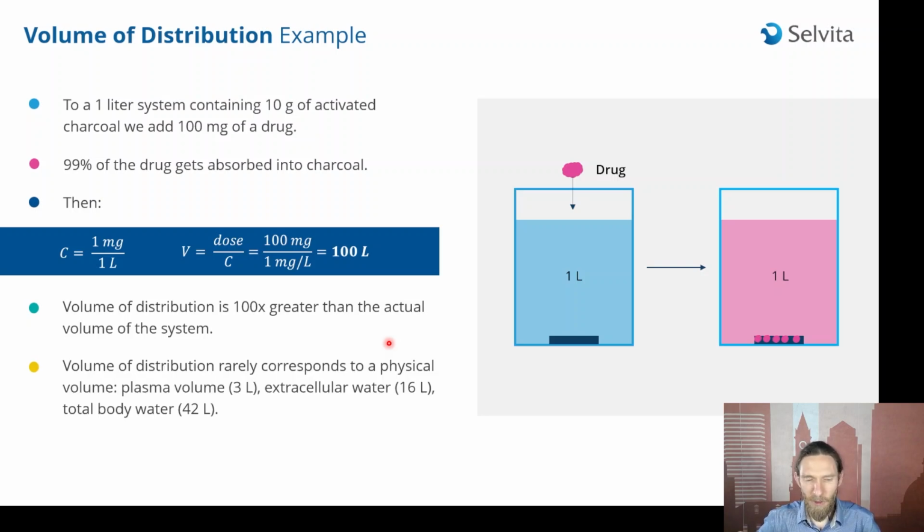But volume of distribution quite rarely corresponds to the physical volume. The volume of the plasma is 3 liters, the volume of the extracellular water is 16 liters, and the total body water is 42 liters. Some drugs exceptionally can have a volume of distribution like 100 liters when they are quite lipophilic and get concentrated, highly absorbed and distributed into the peripheral tissues. But about this we'll talk next time.